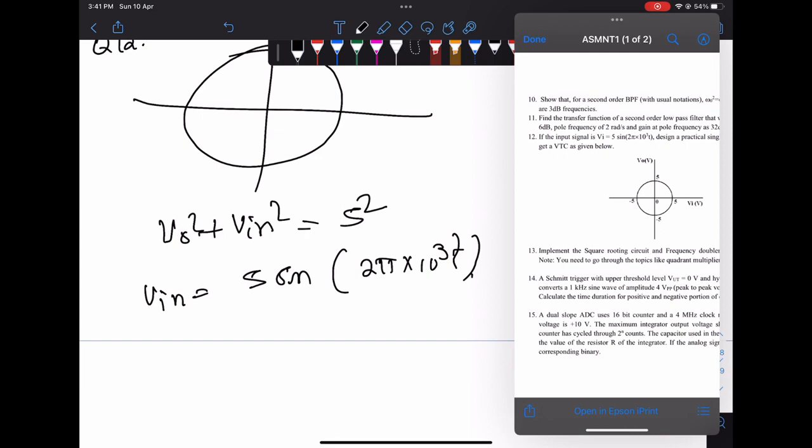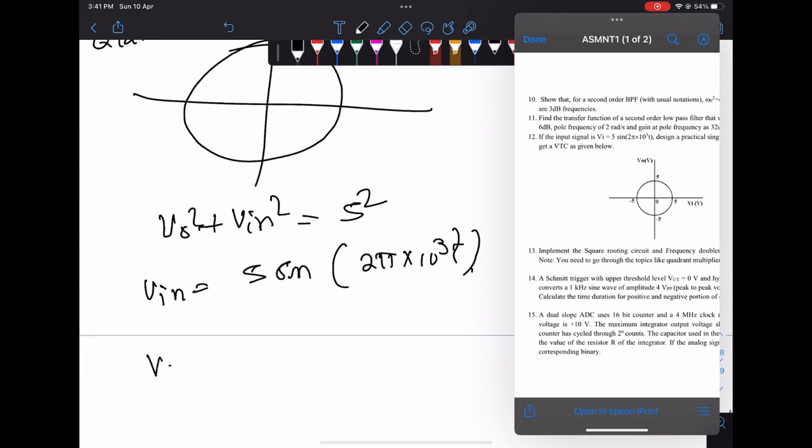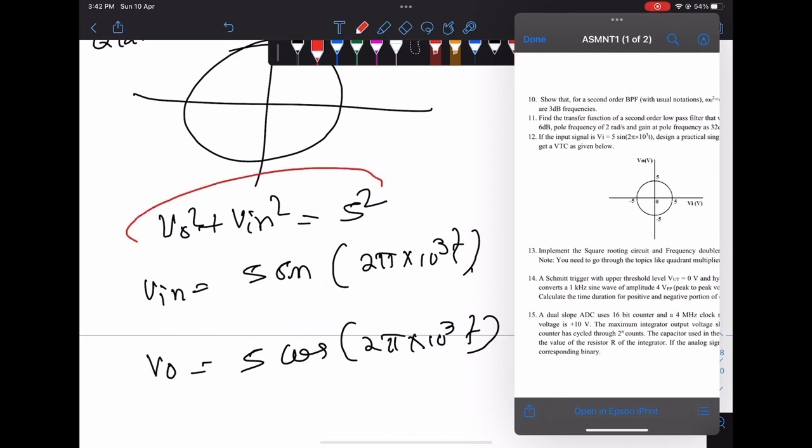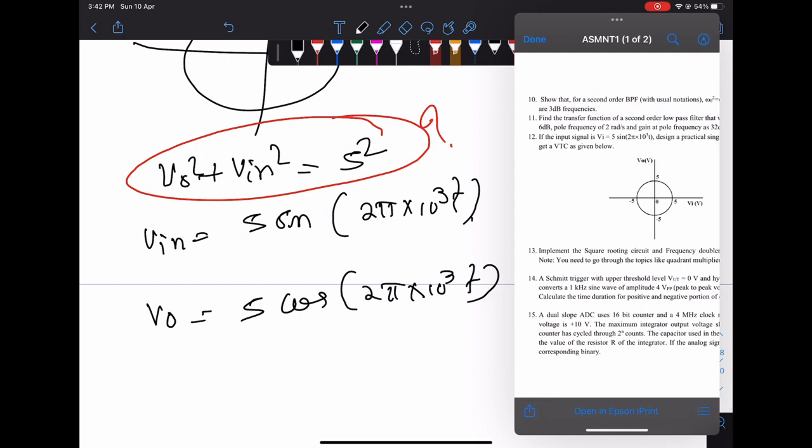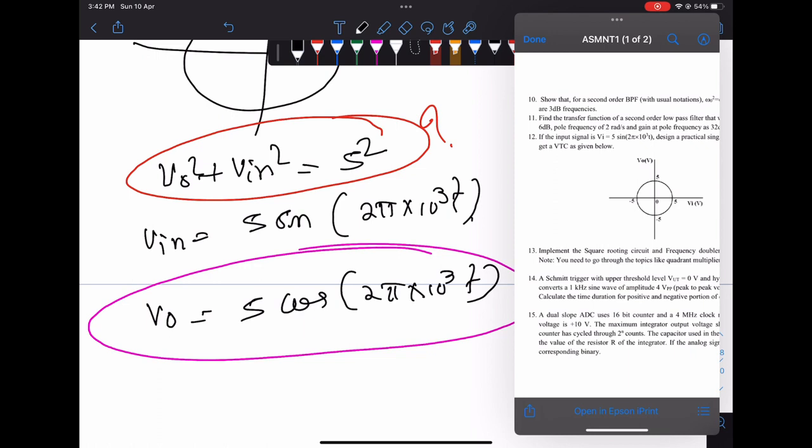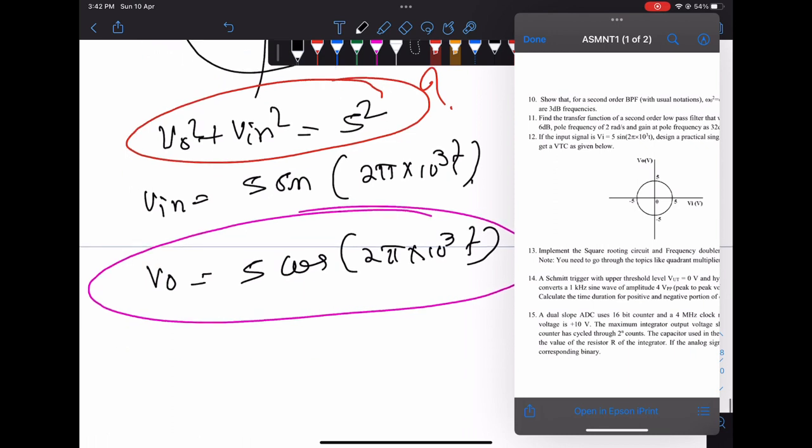So in this question it's very clear that VTC is a circle, which means the circle equation is Vin square plus Vout square is phi square. So our output is somewhat phi sine. If we are able to create the output as something in terms of cos, when we square and add, we'll be able to get this equation. That's our idea. So we can use either a practical differentiator or the integrator to achieve this.